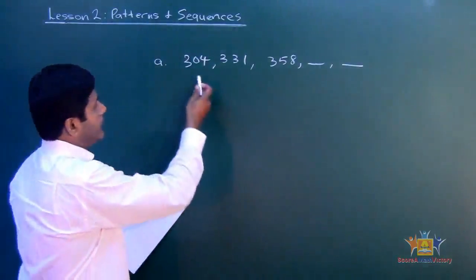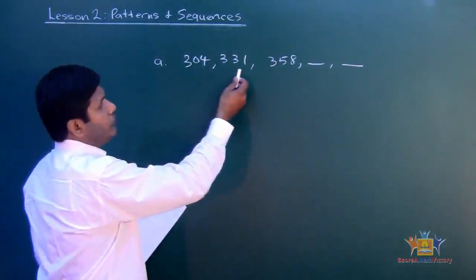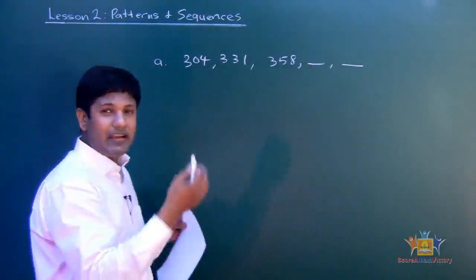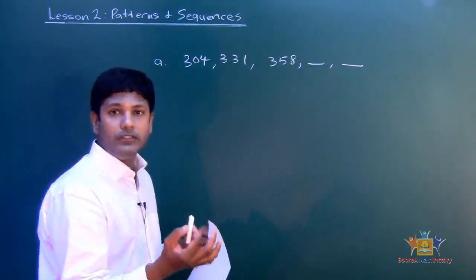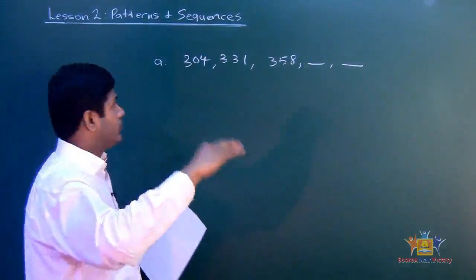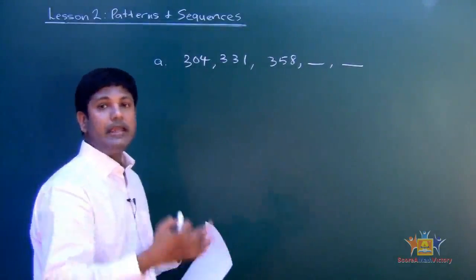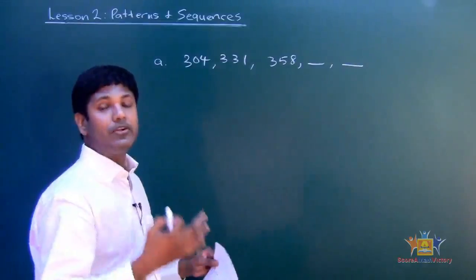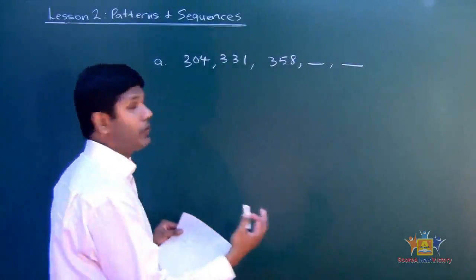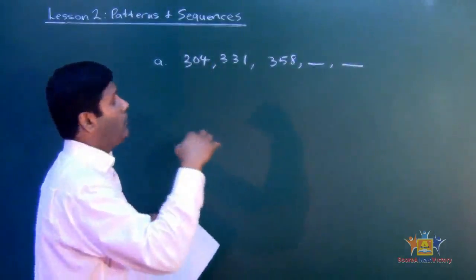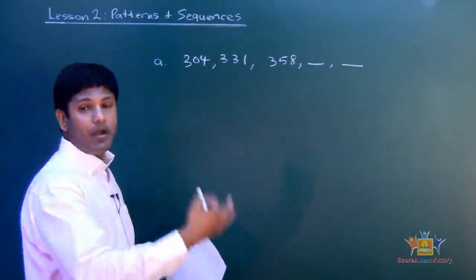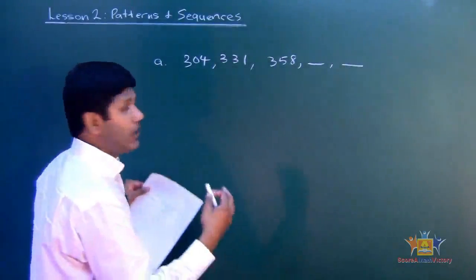Now look at it. 304, 331, 358. Is it a rapid increase? No. See that? It's a slow increase. So that means it could be an addition pattern. Now we're going to confirm whether it's possibly an addition pattern. So how do we do that?